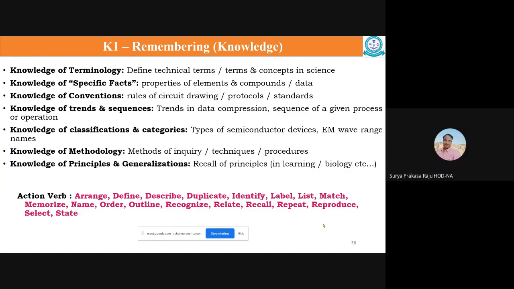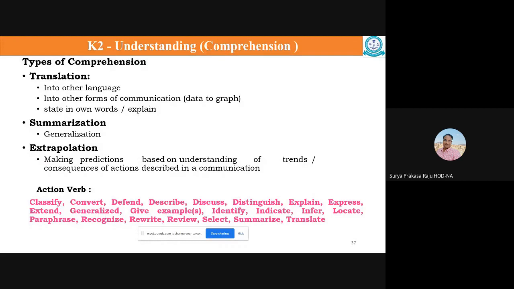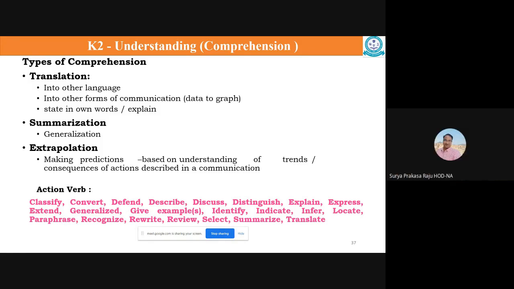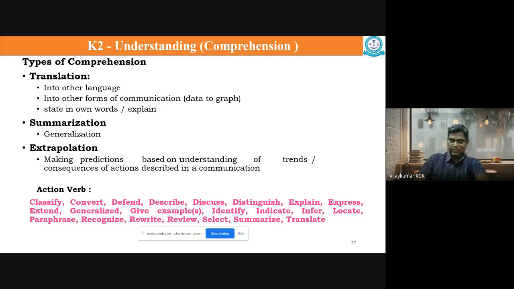Sir, Vijay Kumar sir. Yes, sir. I think Jagadishwari madam has raised her hand. I think she has some question. Sir, our questions will be at the last, right? Yes, sir. In the presentation, I can only see the presentation, sir. Okay, sir. Thank you for understanding.